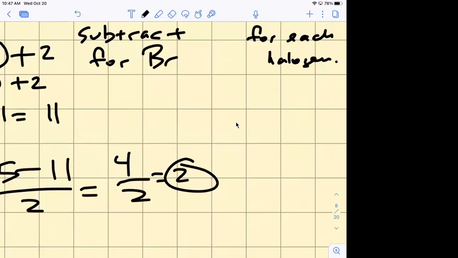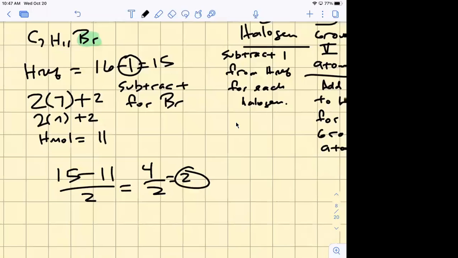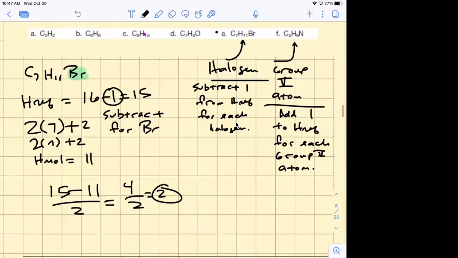So that can be 1 ring, 1 double bond, 2 rings. It can be 2 double bonds, or not. I keep saying double bond. It'd be 2 pi bonds. So there's a couple of combinations we can look at when we're trying to propose a structure, right? And then for the other one, C5H9N, let's do that one.